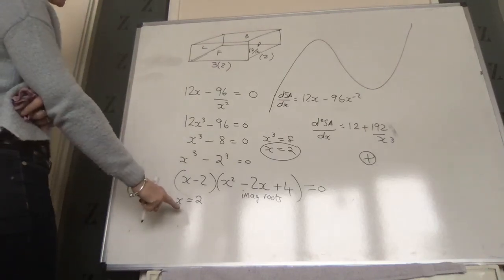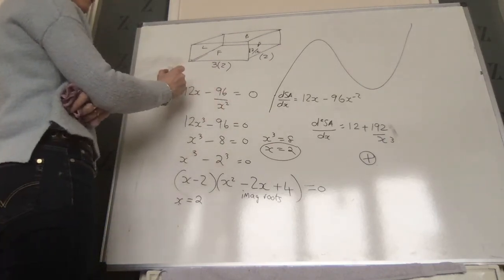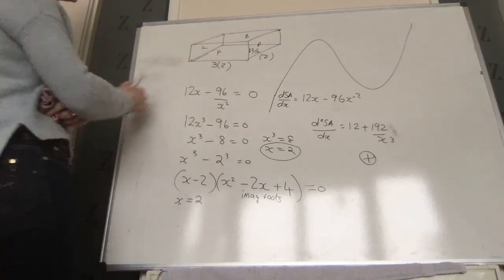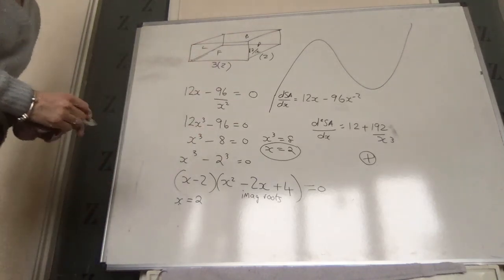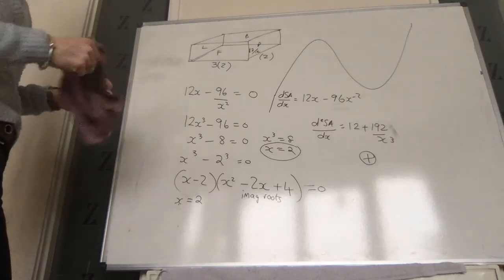It's the surface area they want, so you actually need to put x equal to 2 back into the expression for the surface area. And I don't have the expression for the surface area, but you need to remember to do that. Okay, the expression for the surface area is in the book.